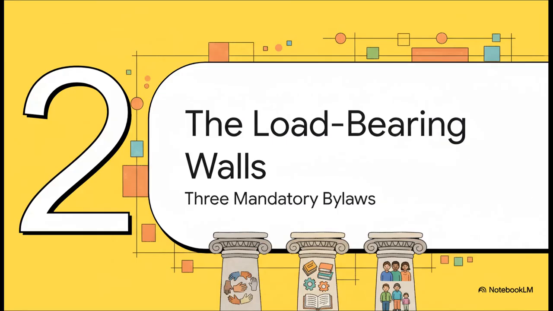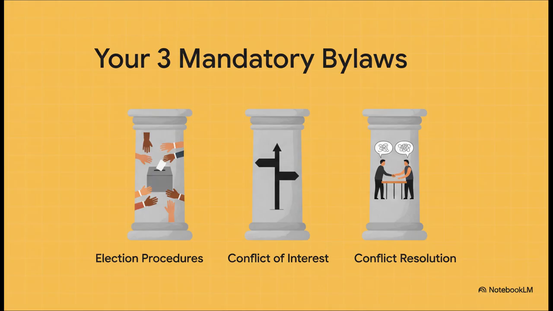Okay, let's look at the core structure. According to the law, every single council's blueprint must have 3 non-negotiable load-bearing walls. These are the absolute mandatory pillars that hold everything else up. Yep, every single school council in Ontario has to have written bylaws that cover these 3 specific areas.